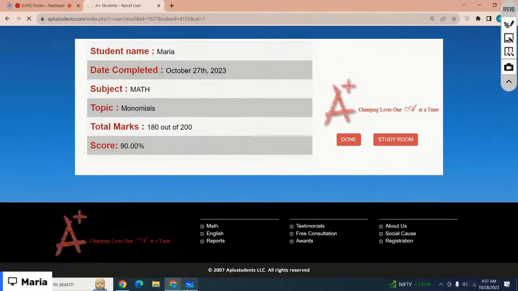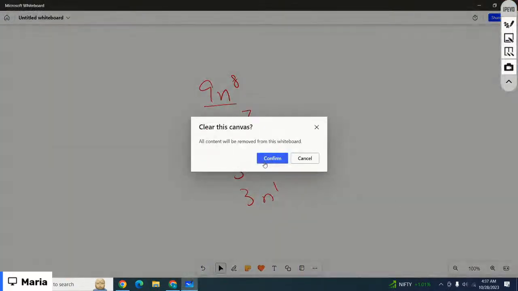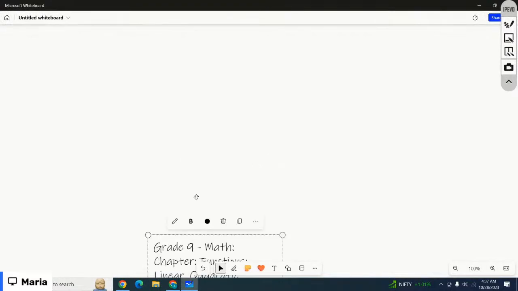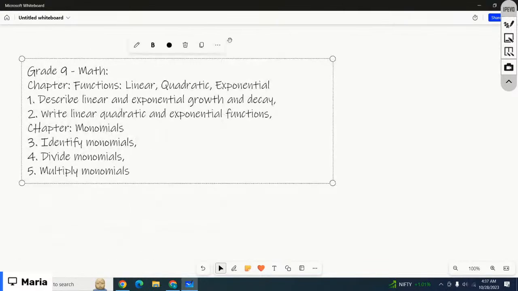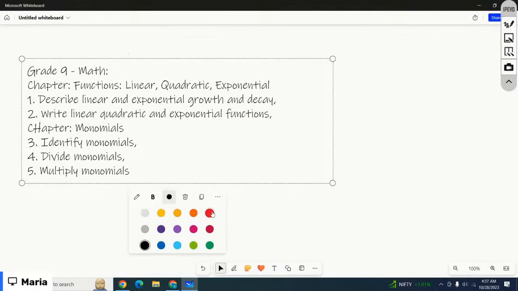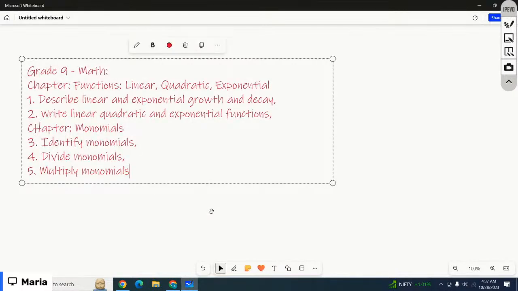Okay, we are done with the lesson. So we were working on grade 9 math. We have started with the chapter functions: linear, quadratic and exponential. The lessons we have covered today are describe linear and exponential growth and decay, and write linear, quadratic and exponential functions. Then we have started with the chapter monomials. The lessons we have covered are identify monomials, divide monomials and multiply monomials, right?